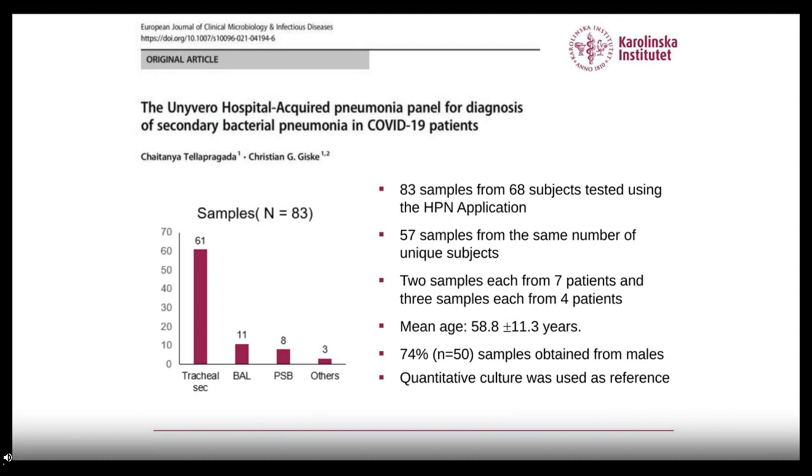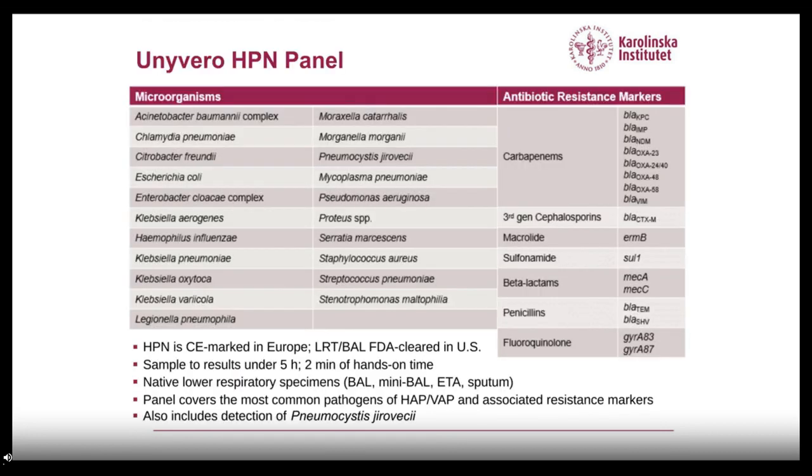55 samples were from the same number of unique subjects, and then we had multiple samples from a subset of the patients. The mean age of our patients was slightly below 60, and 74% of the samples were from males, and quantitative culture was used as a reference in this investigation.